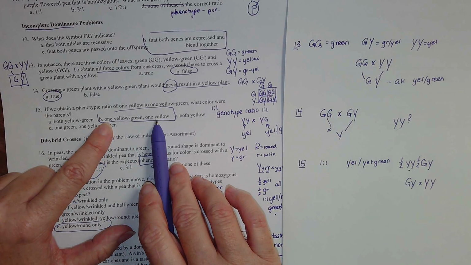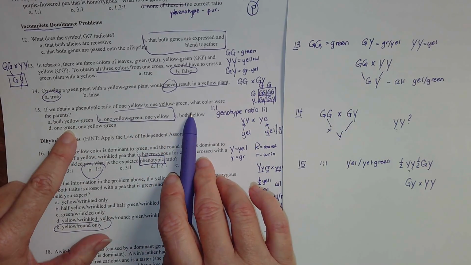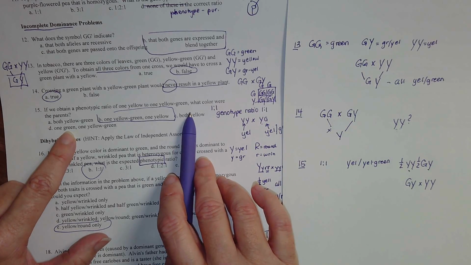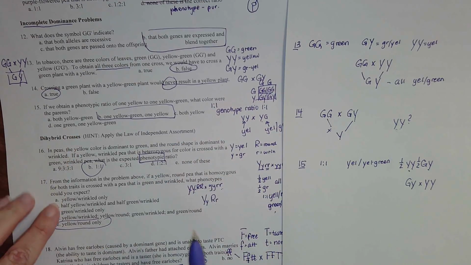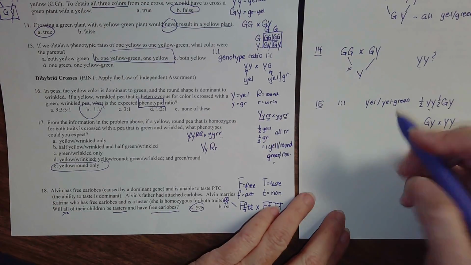Now, the alternative to thinking backwards that way is to just make Punnett squares from all of these combinations. It would take you a minute to do that, but it would make you more certain of your answer. All right, I'm going to try to get you away from doing Punnett squares as much as possible.